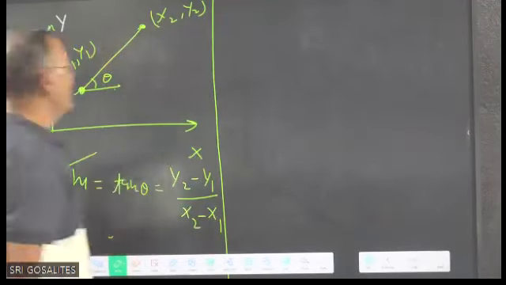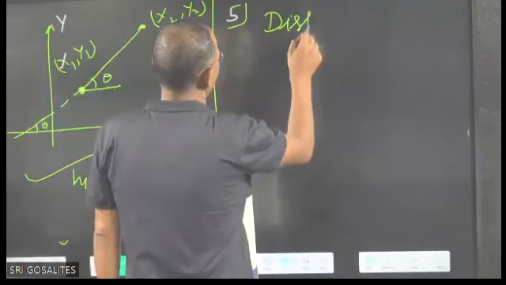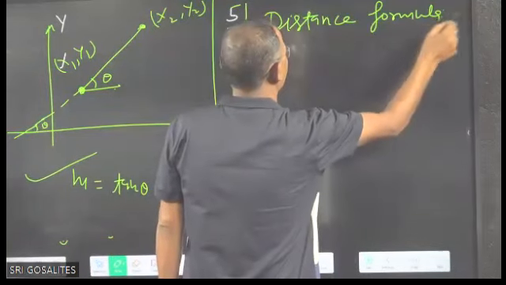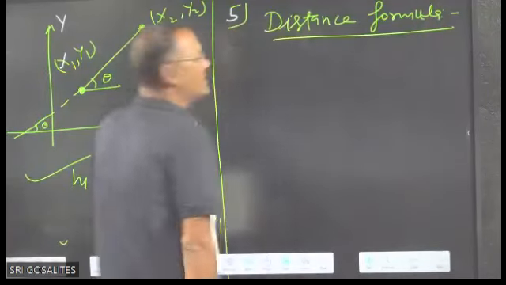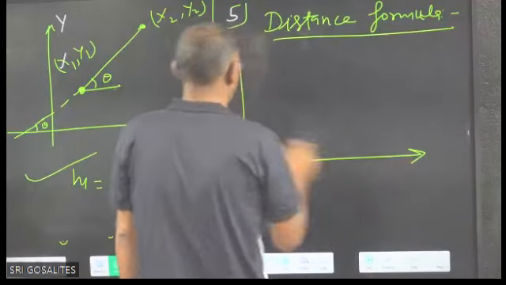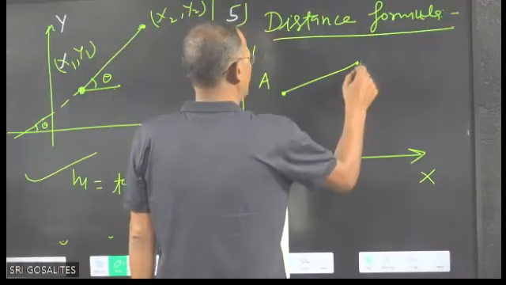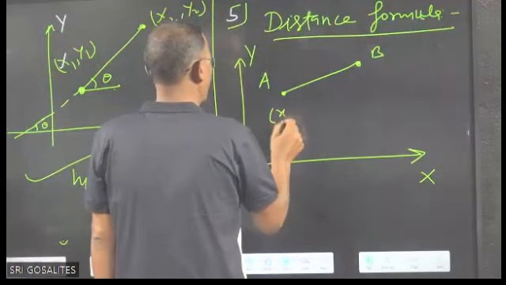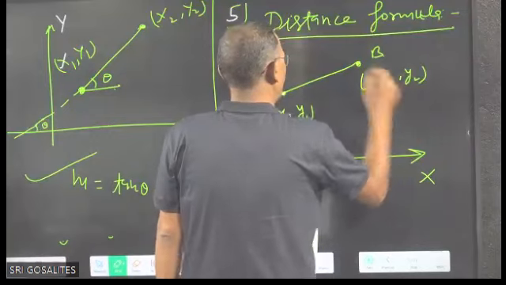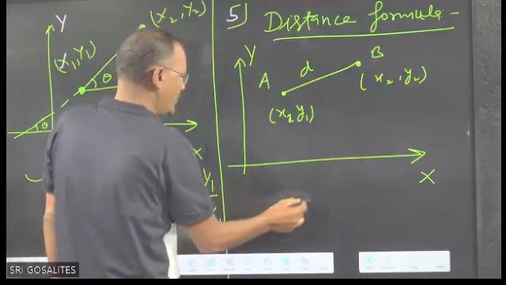Now, one thing we will learn, the 5th, which is important for all of us, which is called distance formula. What is the distance formula, bete? Do you know? See, you should learn it. This is y, this is x. Point A, point B. Coordinates are x1, y1. And these coordinates are x2, y2. If distance between them is d, between these 2 points, then d is equal to what?